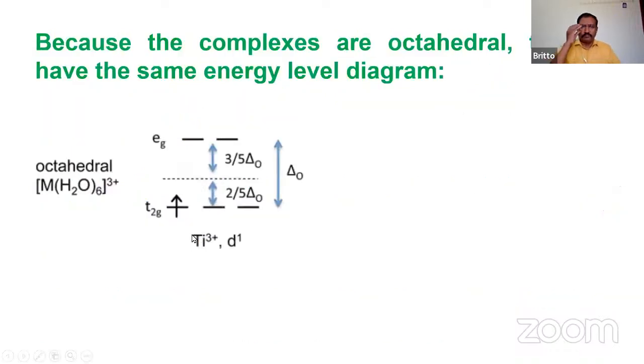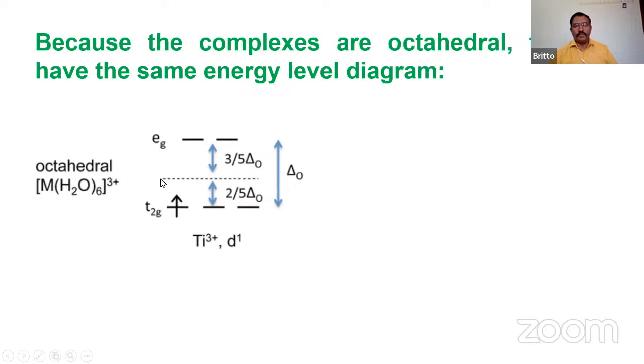That is, we have the t2g and eg levels. In t2g, we have three orbitals: dxy, dyz, and dzx or xz. And then we have eg. In the eg orbitals, we have dz squared and dx squared minus y squared.